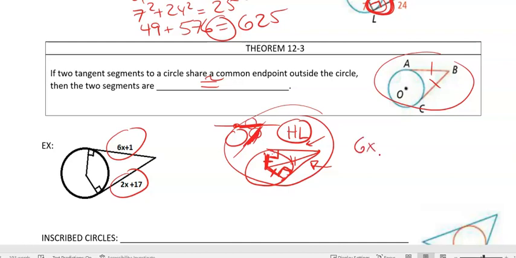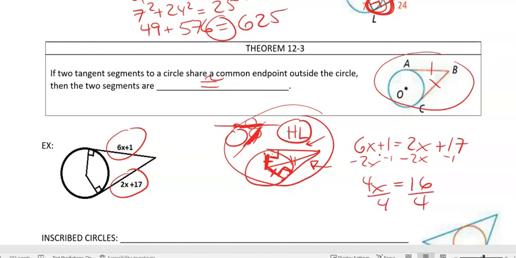So we can say 6x plus 1 equals 2x plus 17. And then we just solve it. I'm going to subtract 2x, subtract 2x, that gives us 4x, minus 1, that gives me 16. And what do we get for our answer? 4. Does anybody have any questions on that?